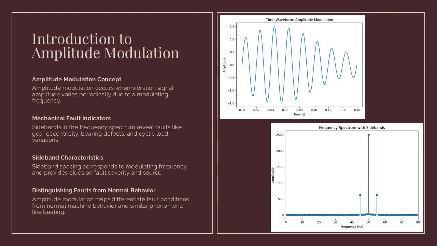When we look at the frequency spectrum on the right, this same behavior appears as a strong carrier frequency with symmetrical sidebands spaced evenly on both sides. The spacing of these sidebands corresponds to the modulating frequency, usually 1 times shaft speed. This structure is a key diagnostic feature and is commonly associated with conditions such as gear eccentricity, bearing defects, or cyclic load variations, allowing us to identify not just the presence of a fault but the mechanism causing it.